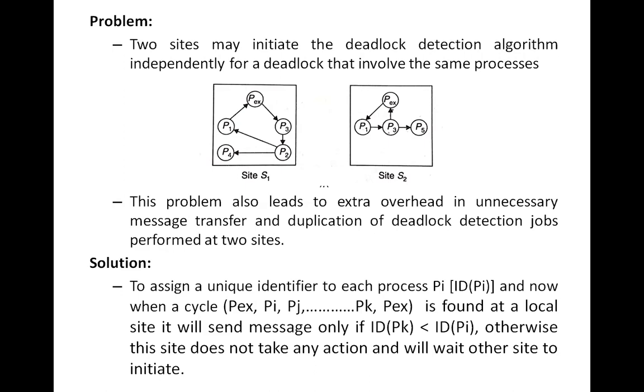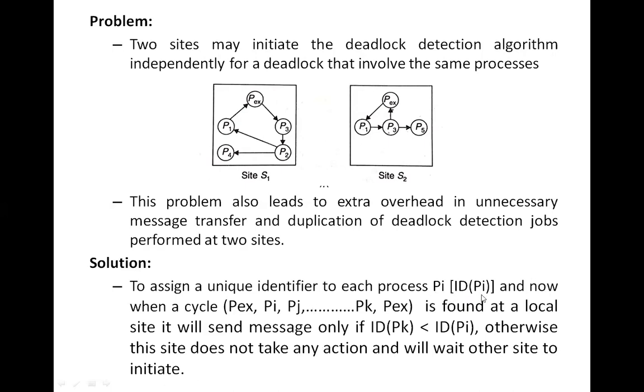The second problem is the extra overhead of unnecessary message transfer, and the duplication of the deadlock detection job performed at both the sites. So this should not be done. A solution to this problem has evolved. One way by which the problem can be solved is by assigning a unique identifier to each process. Suppose Pi is a process; we will associate an identifier with Pi.